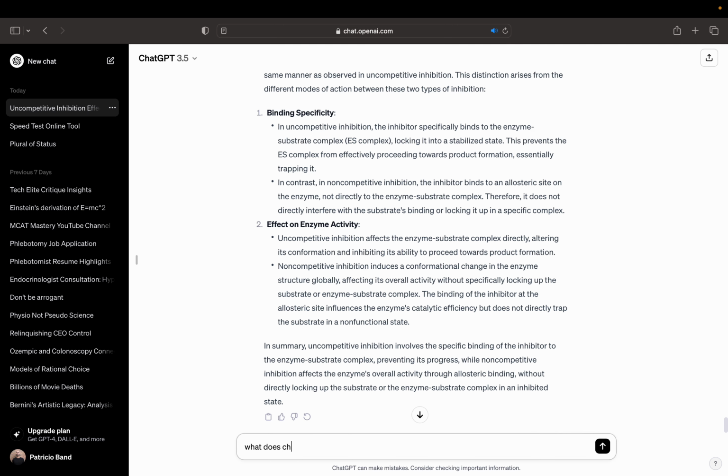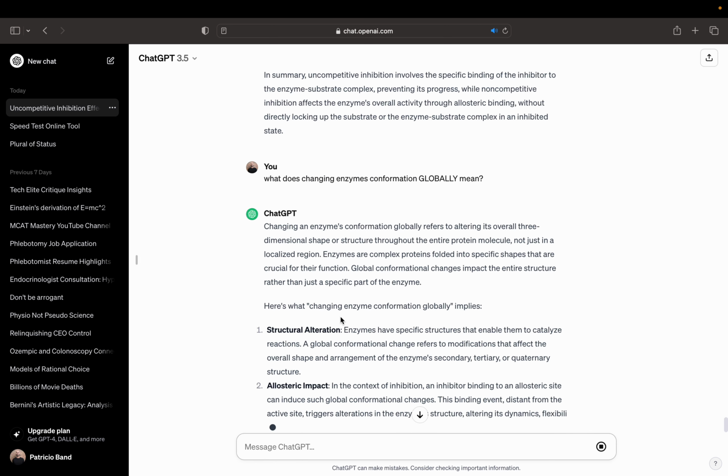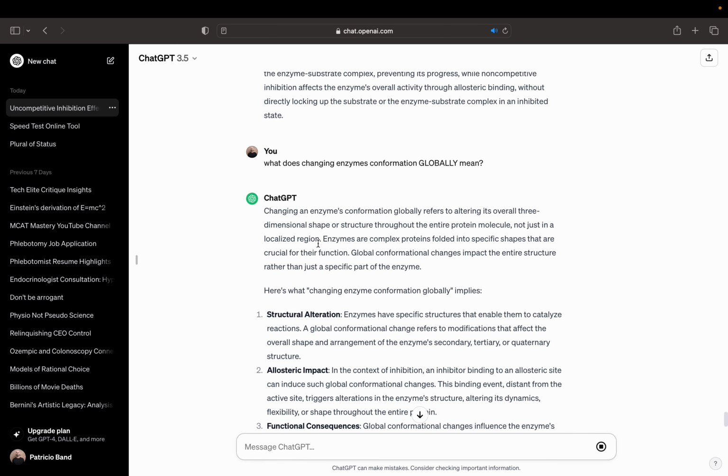What does changing the enzyme's conformation globally mean? It refers to altering its overall three-dimensional shape or structure throughout the entire protein molecule, not just in a localized region.